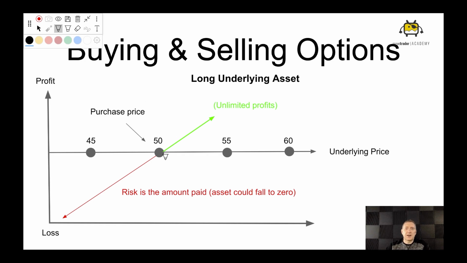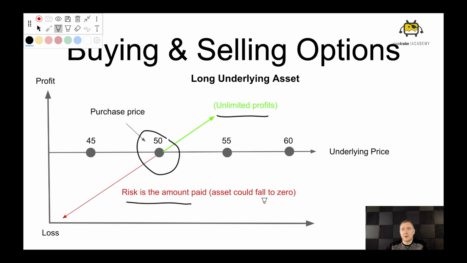So price scale going horizontally, and profit going on the vertical axis. So let's say we bought something at $50. We bought this asset at $50. Wonderful. Well, if we bought a $50 stock, every cent it goes up is profit to you. And it could be unlimited. Theoretically, I've never seen a stock go to infinity before. Theoretically, it could go and never stop. So that's fine. The risk is the amount paid. The asset could fall to zero. It's a hell of a lot more likely than going to infinity.